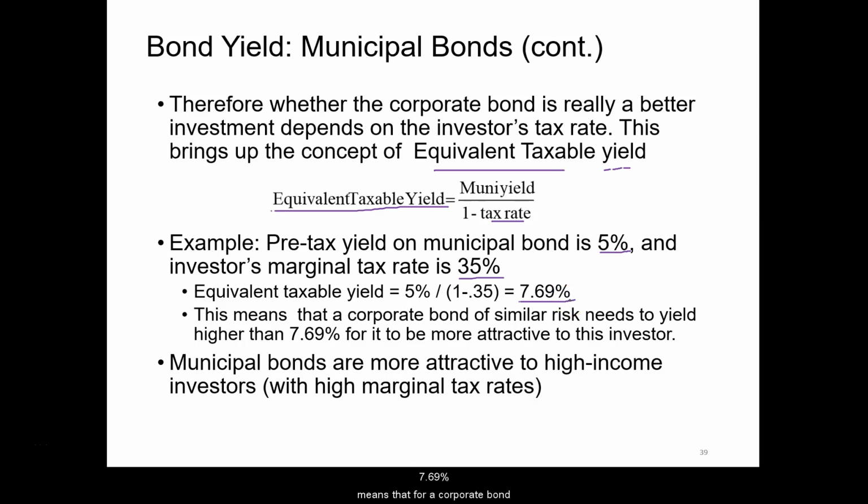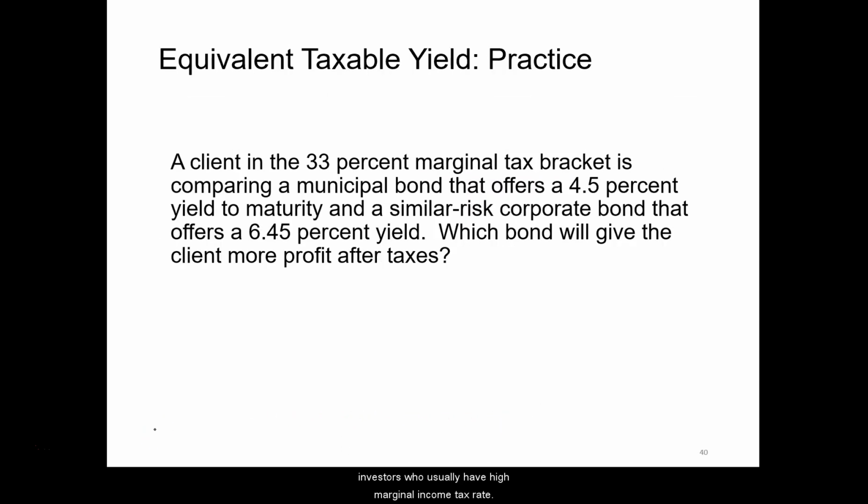7.69% means that for a corporate bond to be equivalent to the muni bond on an after-tax basis, before tax, this corporate bond has to offer at least 7.69%. And because of this tax-free feature, muni bonds are more attractive to high-income investors who usually have a high marginal tax rate. Let's look at another practice question.